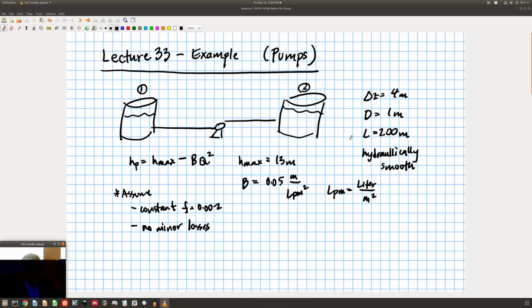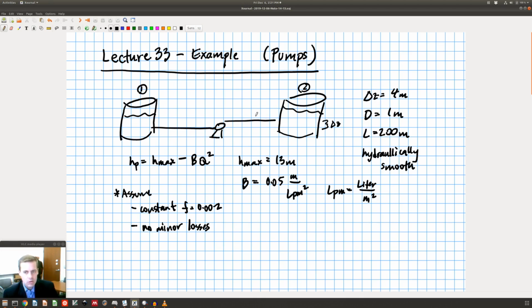All right, class. I wanted to do an example for you where we do a Bernoulli equation solution with pumps. So here's the example. I have two tanks here. This is our prototypical pipeline example that we've been doing for several lectures now. I'm going to try to pump the fluid from tank 1 to tank 2, and I'm going to say that there's a change in height between the levels of the two tanks given by delta Z of 4 meters.